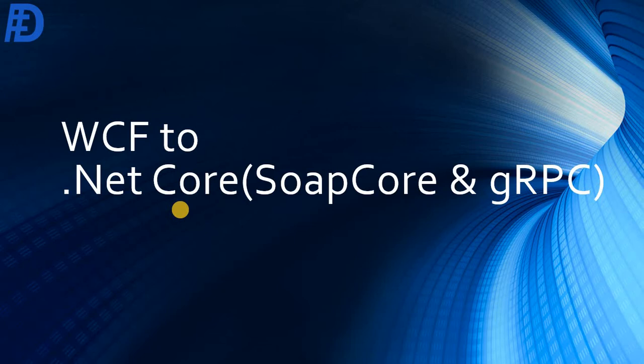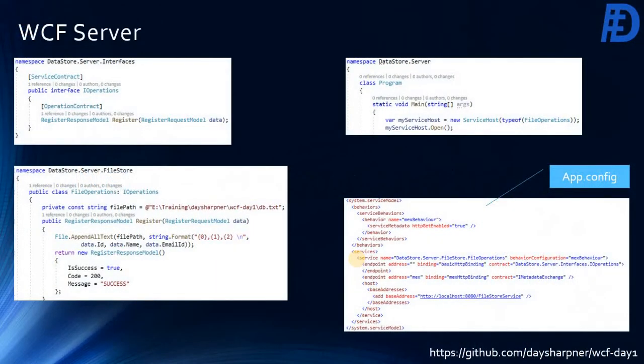I have taken an example to show how WCF is implemented. The example saves user details in a file. If you see the example, we have an interface decorated with service contract, and the method is decorated with operation contract. The same interface is implemented in our file operations class, and it has a request model and a response model. I kept it very simple so that you can understand it better.